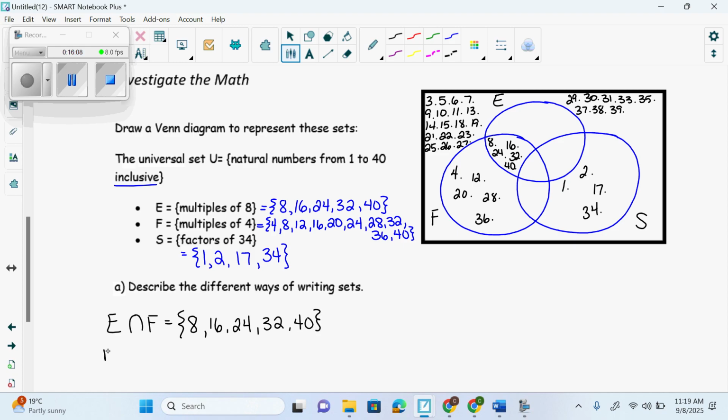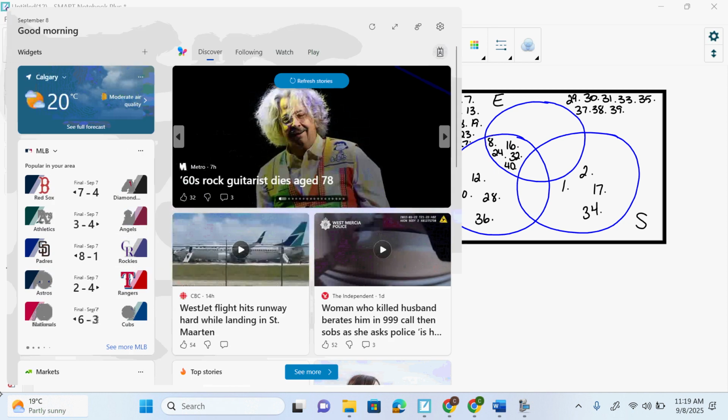If I said N of E and F, what would I have as an answer? Anyone know? 5. Would I have squiggly brackets? No. Does that kind of make a little more sense, when to use a squiggly and when not to? When it's a number of items, you don't use the squiggly.